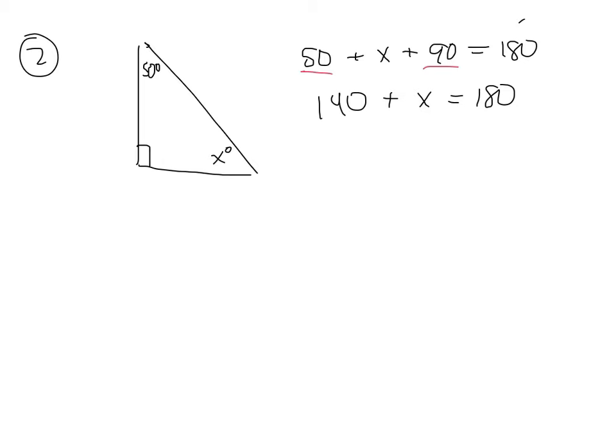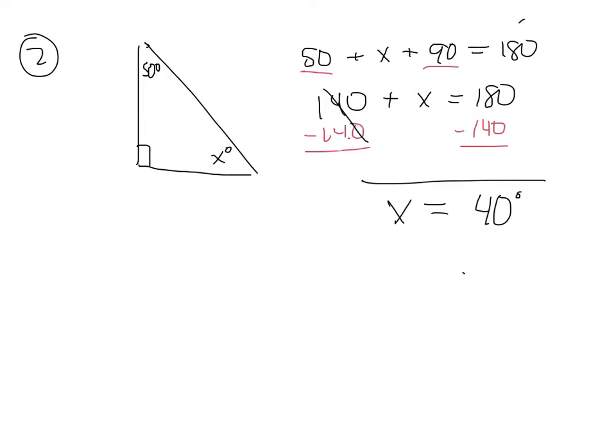Okay, and so next, how would I solve for x? Well, I have a positive 140 over here. I need to get rid of that, so I'm going to subtract 140 from both sides, 140 from both sides. That cancels there, leaving you with x equals 40. And what are we talking about here? We're talking about degrees. So there you go. The measure of that angle is 40 degrees.